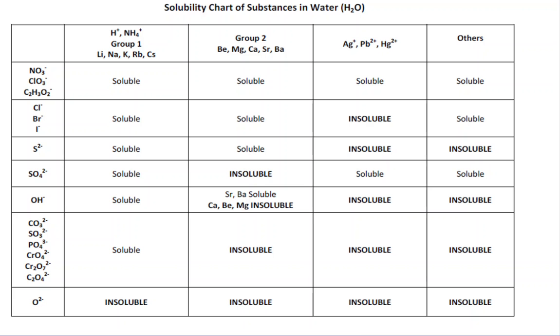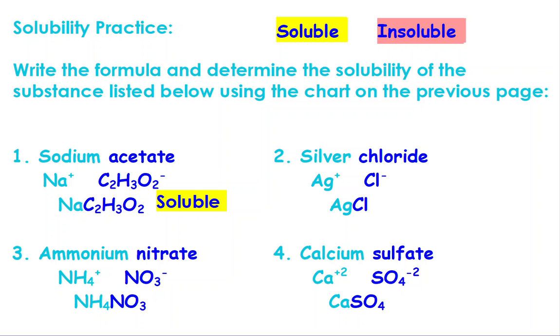Now, silver is right here, Ag +1, and chlorine is right here. So where they match up, oh look, that one's insoluble. So that means that sample of silver chloride is not going to dissolve in water. We consider it to be insoluble.